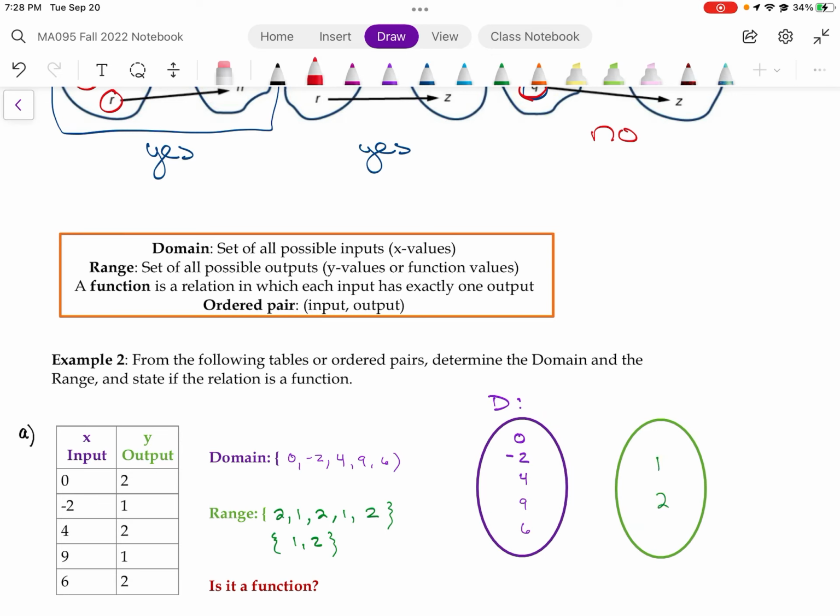All right, so 0 leads to 2, -2 leads to 1, 4 leads to 2, 9 leads to 1, and 6 leads to 2. All right, and this is the range over here, I forgot to put R for range. Do any of the values in the domain lead to both 1 and 2? No, they don't. So every single value in the domain only leads to one thing. None of them have 2 arrows going from them. Okay, so yes, this is a function.